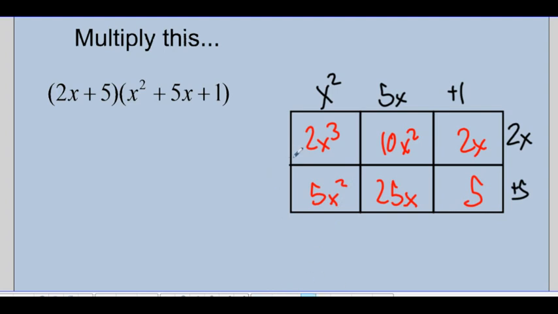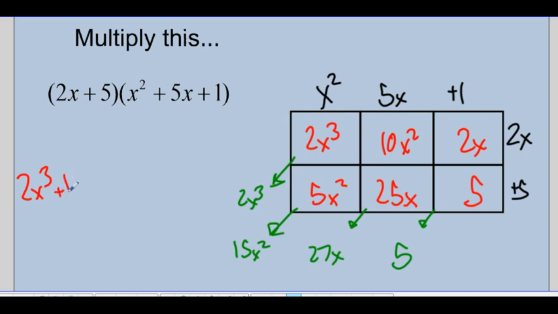Combining the diagonals here, that's going to be 2x cubed coming out for that one. This one's 10x squared, and 5x squared is 15x squared. And 25x and 2x combines to 27x. And then 5 just comes out to 5. So my final answer, writing that together, would be 2x cubed plus 15x squared plus 27x plus 5.